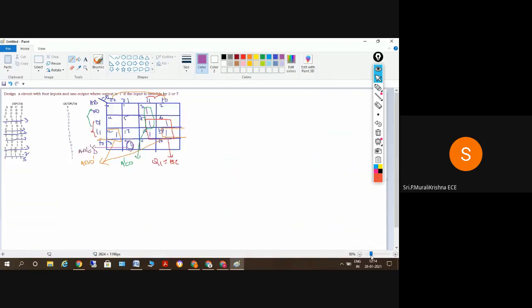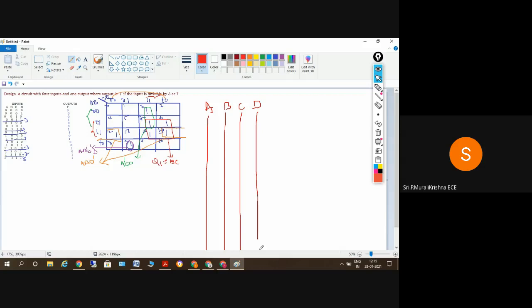Just draw a circuit diagram. So we have A, B, C, D. This is a normal general method, which you may find easy, so I'll prefer this method. Or else you can directly draw it like this also.